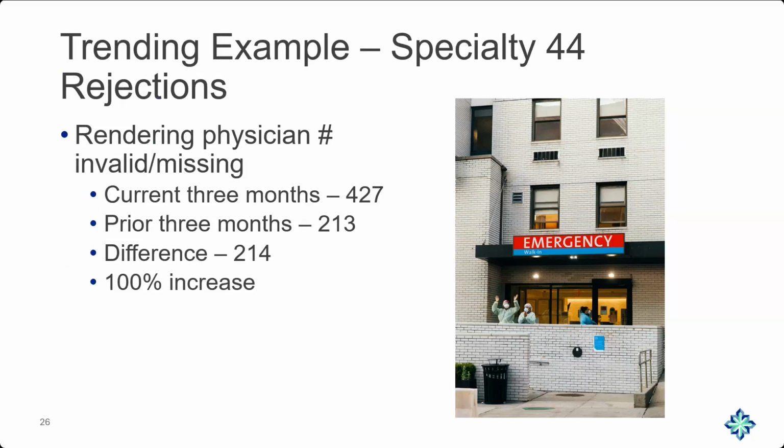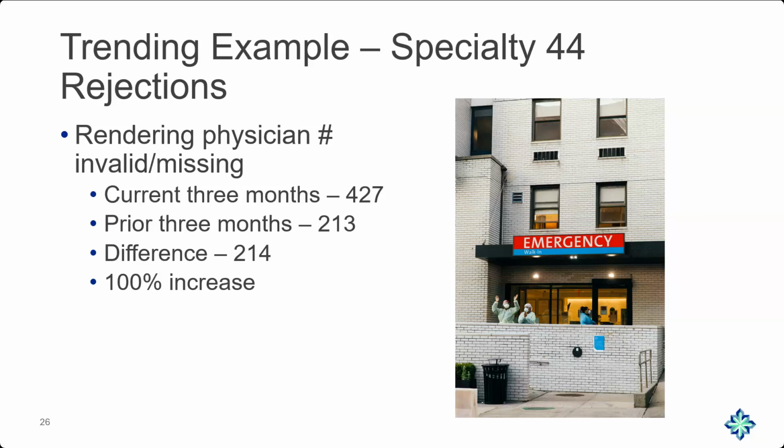But for this one, I show that the reason is rendering physician number invalid or missing. And that report or that dashboard shows that during the current 3 months, we rejected 427 claims. In the prior 3 months, we rejected 213, making that a difference of 214. That's a 100% increase in this reason for rejections within those time periods. The current 3 months as compared to the prior 3 months.